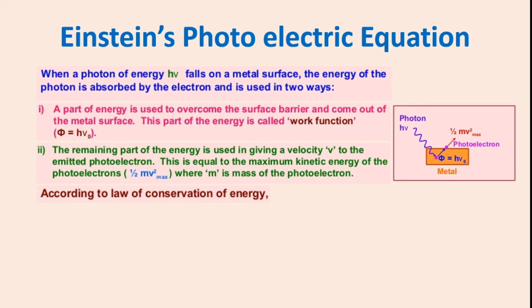So, according to the law of conservation of energy, h nu is equal to phi plus half m v max square, because this is the incident energy, this part is the energy used to overcome the surface barrier, and this is the energy used to give kinetic energy. We also know the work function phi is equal to h nu naught, so putting the value we get h nu equals h nu naught plus half m v max square. Rearranging this equation, we get half m v max square is equal to h into nu minus nu naught. This is the famous Einstein's photoelectric equation.